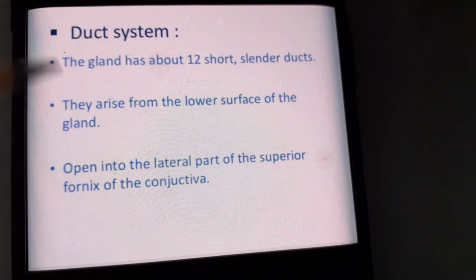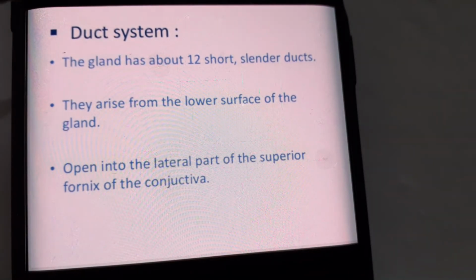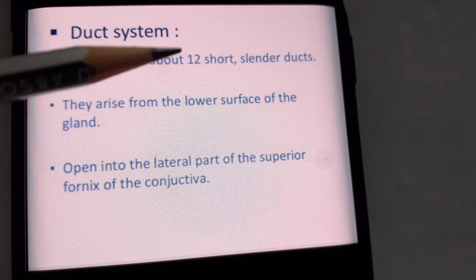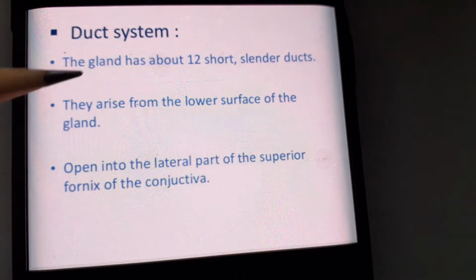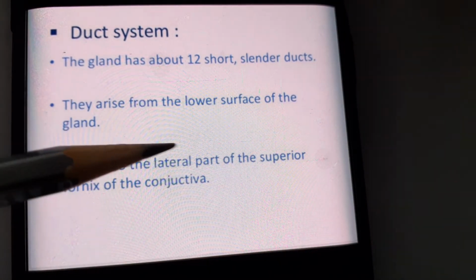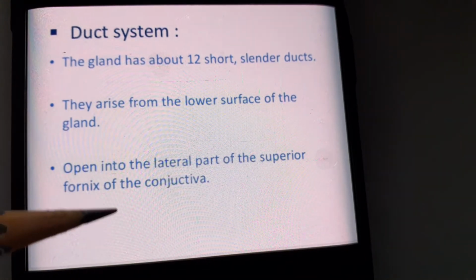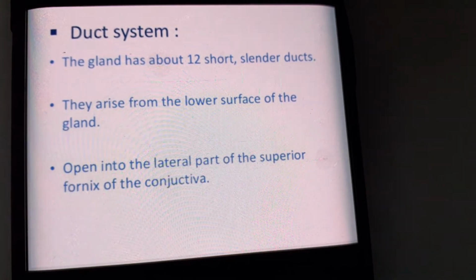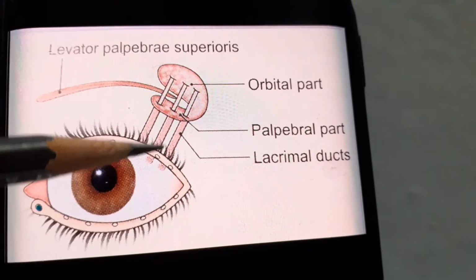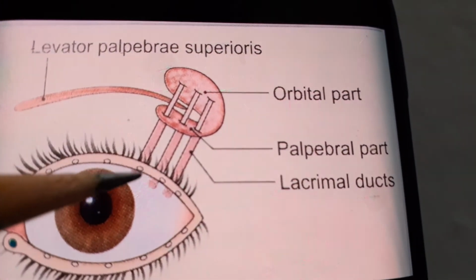Next. As already said, the palpebral part, which is smaller and superficial, is present within the eyelid. Now the duct system. The gland has a dozen, that is 12, short slender ducts. They arise from the lower part of the gland. They open into the lateral part of the superior fornix of the conjunctiva. Next. So you can see the dozen short slender ducts opening in the conjunctival sac in the superior fornix. Next.